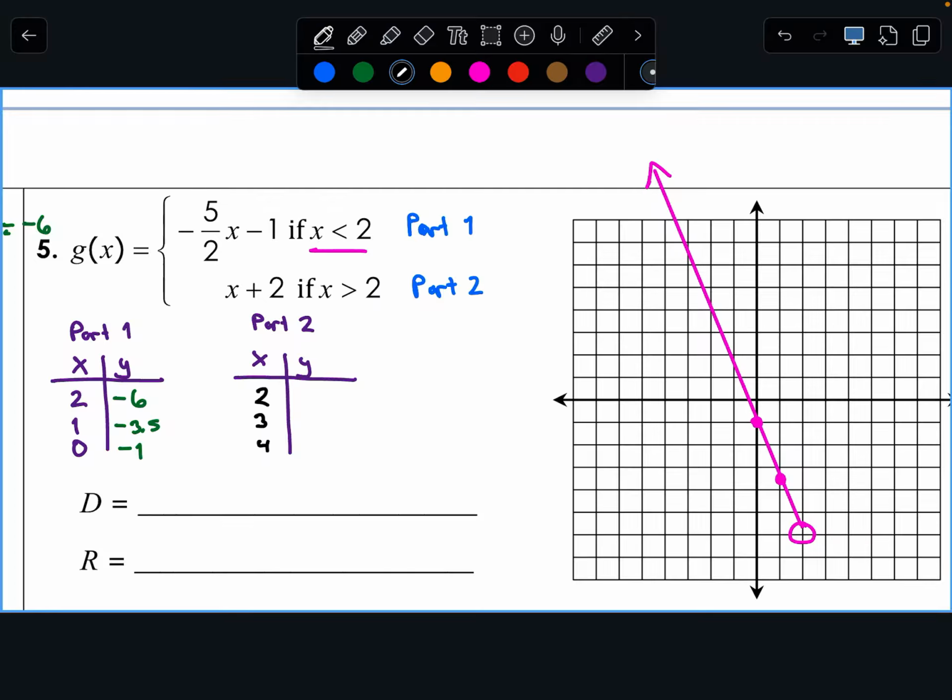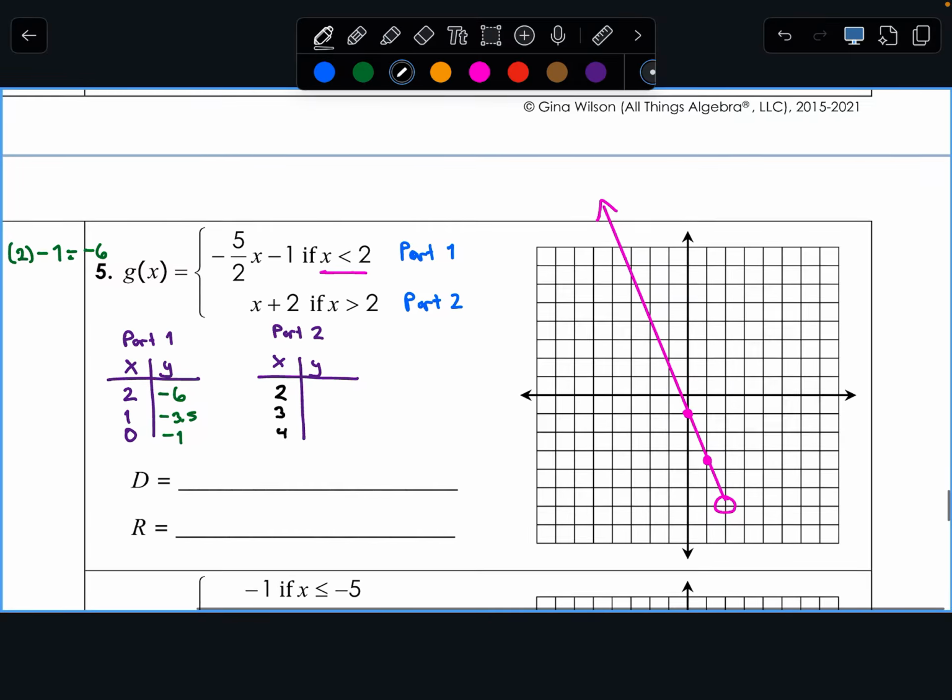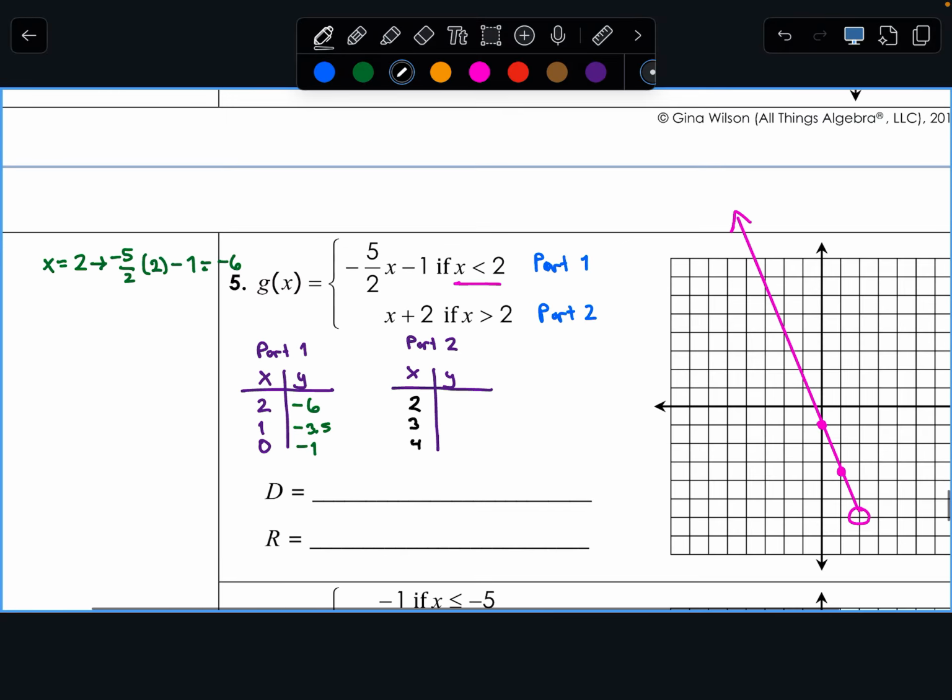Okay? So now, just like we did before, we're going to calculate what y is for each of those. So that means, for example, if I have x equals 2, then I'm going to plug in 2 plus 2. And so 2 plus 2 equals what? 4. All right. I'm just making sure. Okay. So it's going to be 4.